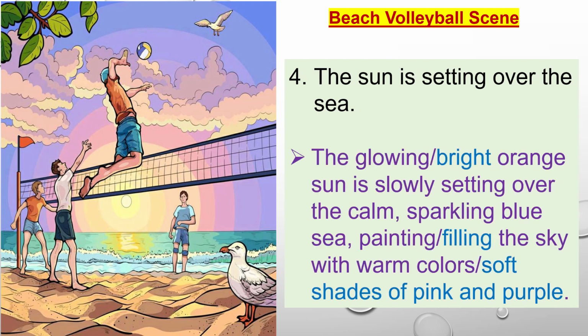The glowing bright orange sun is slowly setting over the sparkling blue sea, filling the sky with warm colors or the sky with soft shades of pink and purple. Now you can see in the picture, is this fitting appropriately? Right. So the glowing or bright orange sun is slowly setting over the calm, sparkling blue sea, filling the sky with warm colors. Such a beautiful sentence.